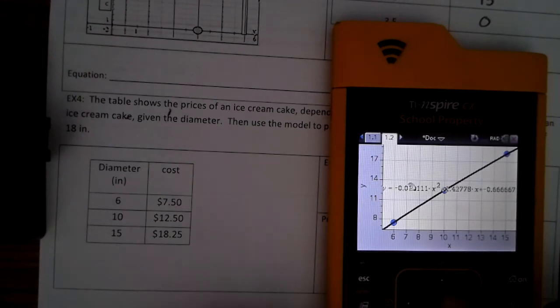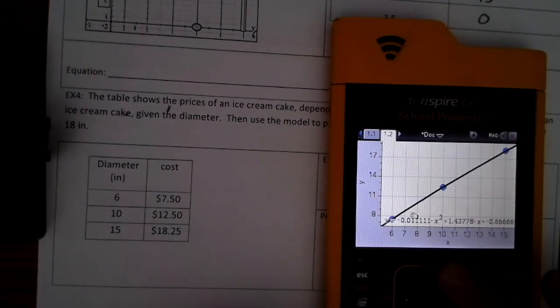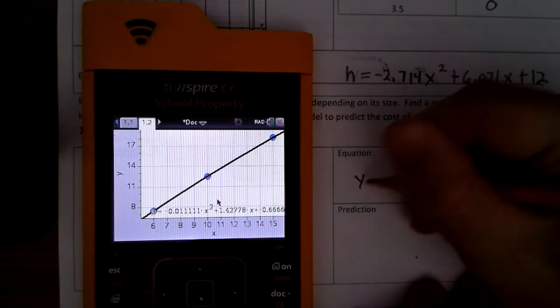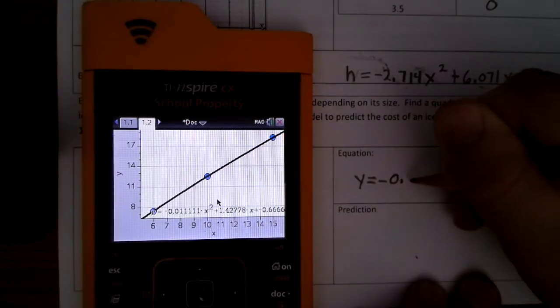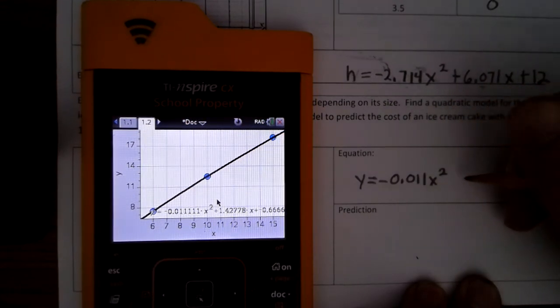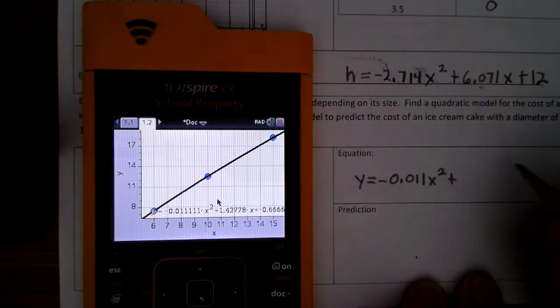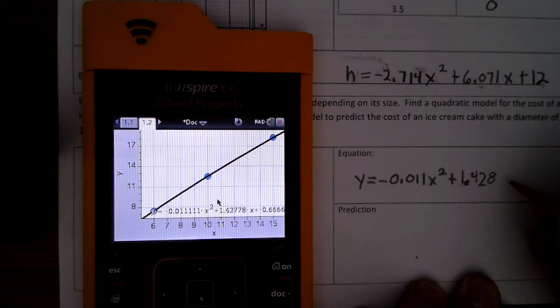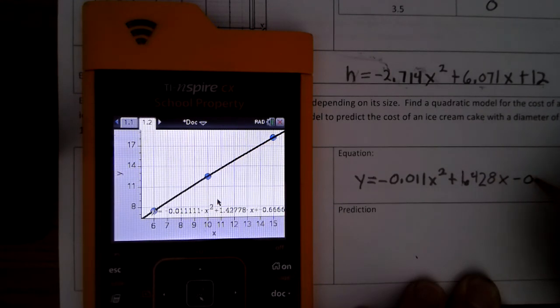Whoa, that's the bell. That means I should probably hurry up and finish. And again, we're going to round these numbers to 3 decimal places. So you have y equals negative 0.011x squared plus 1.428x minus 0.667.